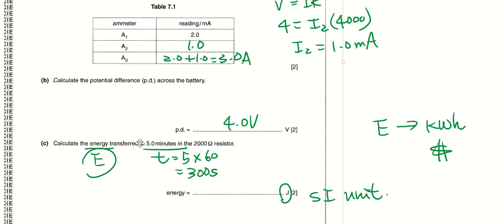They just take 5 minutes as 5. And they want it in the 2000 ohm resistor, not the whole circuit, only the 2000 ohm. So the current in the 2000 ohm is actually 2.0 milliampere, which I convert to SI unit is 0.002 ampere.